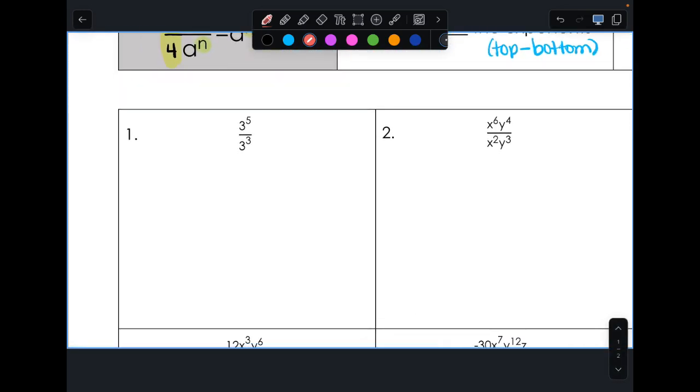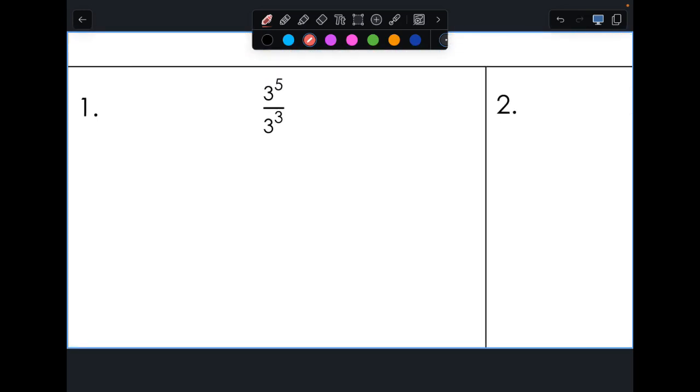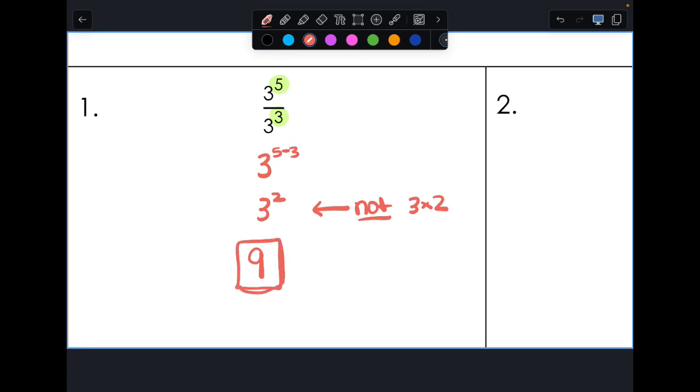All right, number 1. We're dividing two powers. What do you do with the exponent? Meaning we get 3 to the power of 5 minus 3. And 5 minus 3 is? 2. 3 squared. What does 3 squared actually represent? What are we multiplying? 3 times 3. Remember, this is not to be confused for 3 times 2. It's 3 times 3, and 3 times 3 is 9.